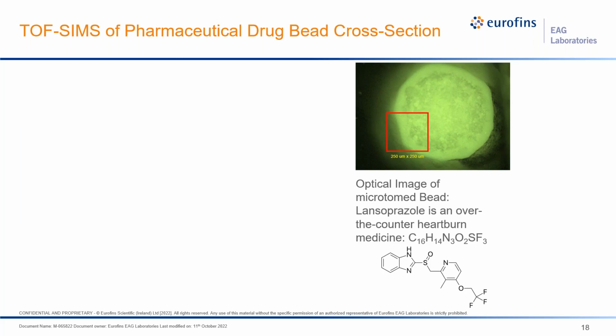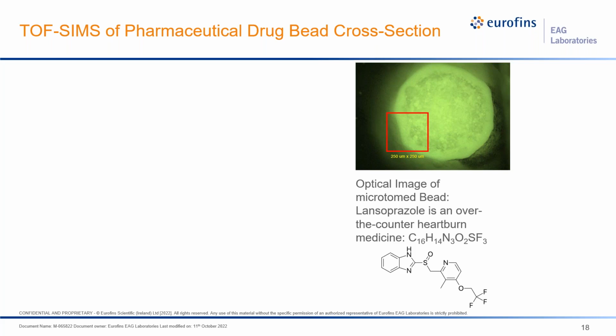In this application, we took a drug bead from a heartburn medicine and we cross-sectioned it. The bead had the drug, the active pharmaceutical ingredient, which was lansoprazole, which has a formula like this and a chemical structure like this. Has lots of nice functional groups that'll ionize for the TOF-SIMS. The bead also included many excipients, and these are compounds in the bead in addition to the drug.